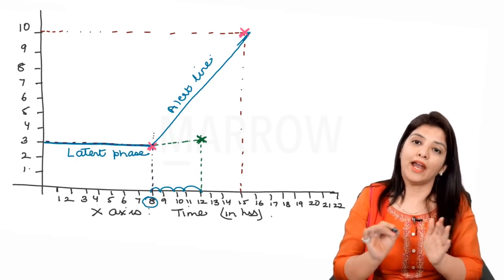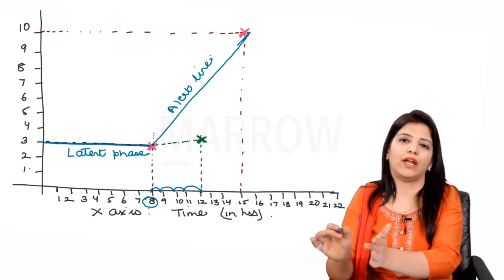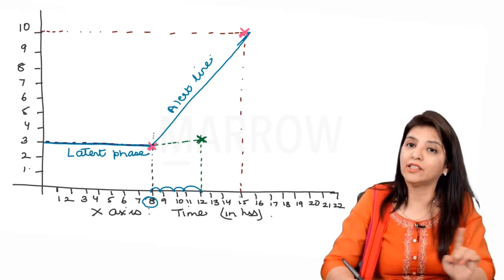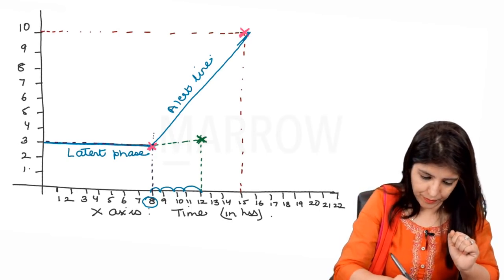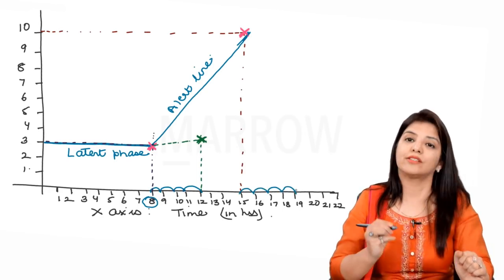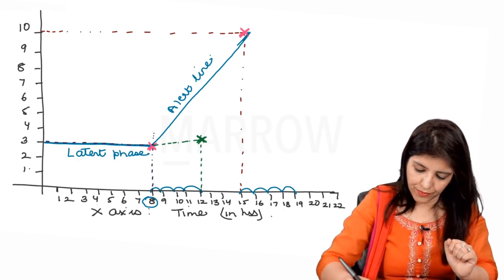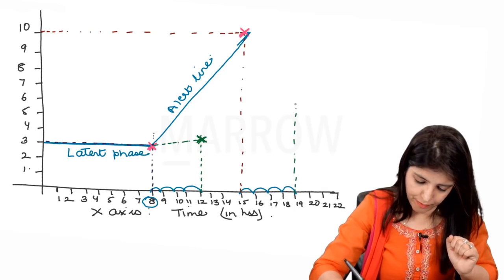Similarly, the ending of action line will be 4 hours away from the ending of alert line. Now, alert line is ending at 15 hours. So 4 hours away from it. 1 hour, 2 hours, 3 hours, 4 hours. That makes it 19 hours. So I am going to draw a dotted line up from 19 hours.